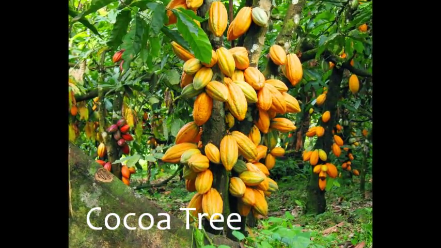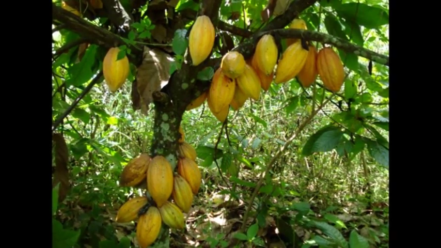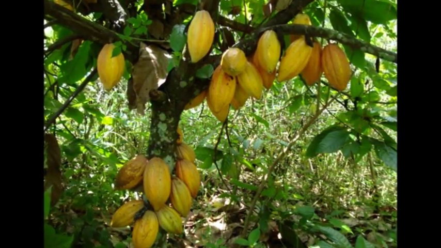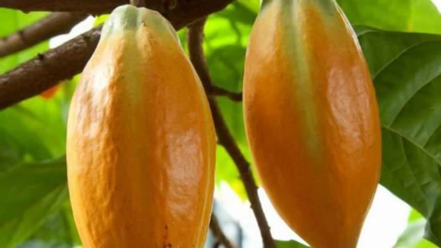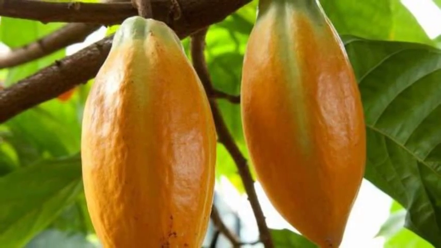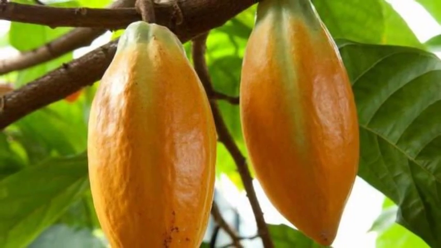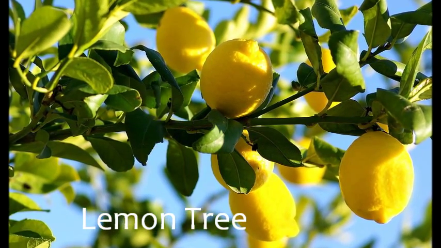Then there is the cocoa tree. It grows to be about 30 feet tall, bearing white flowers and colorful fruit. Also, they love the shade and are often grown beneath other trees such as mango, banana, papaya, or rubber trees. Finally, we can observe the lemon tree.